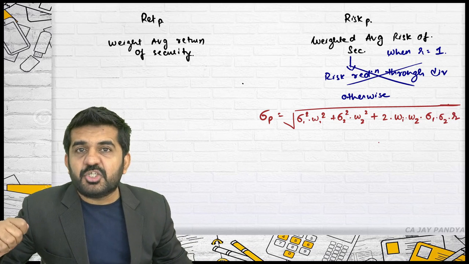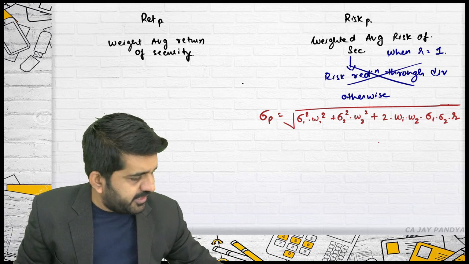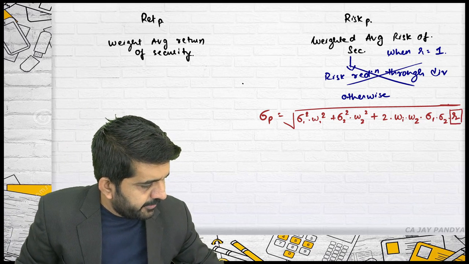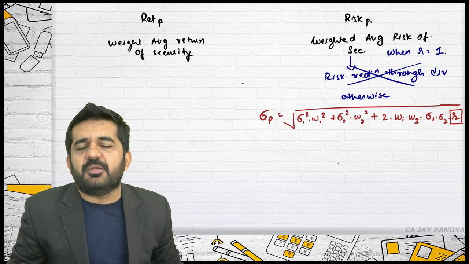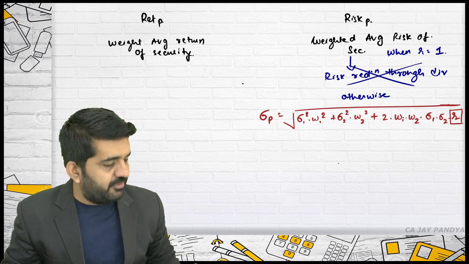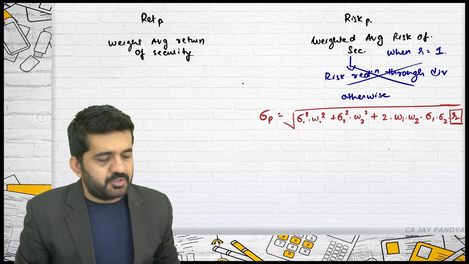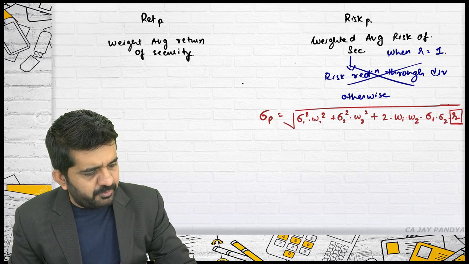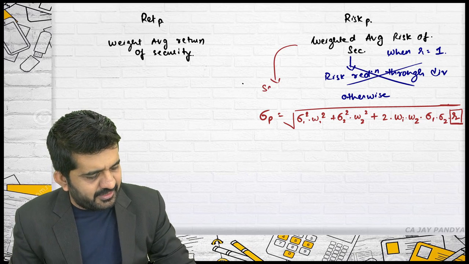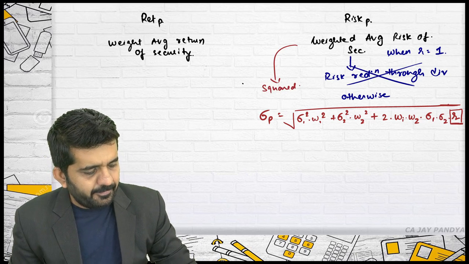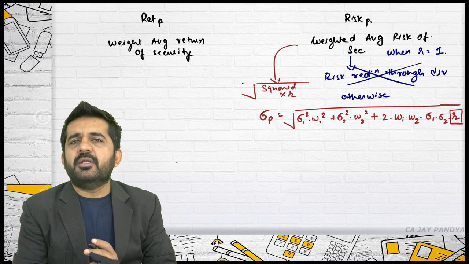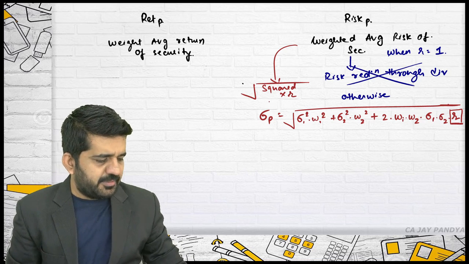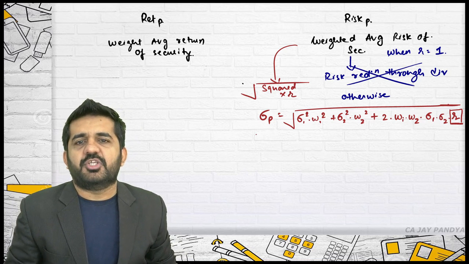Where the risk reduction of diversification is incorporated is over here. This will reduce my ultimate answer, and that reduction is nothing but a risk reduction through diversification. Why have we multiplied this by R? Now how this formula is derived: we have just squared this, then we have multiplied it by R, and then we have done under root. It is as simple as this. So this is standard deviation of portfolio.